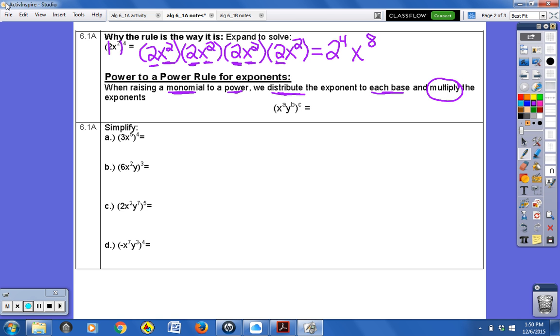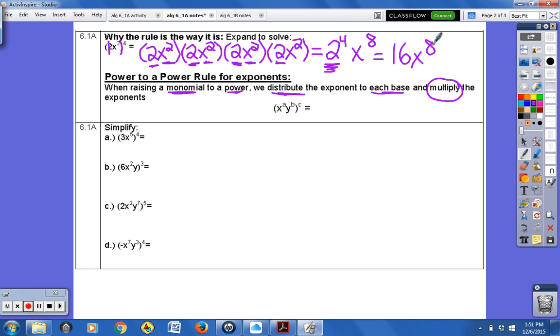Now, technically, you should not leave your answer like this, so I'm going to go ahead and finish this one out. We have 2 to the fourth, which is a value we can actually calculate, so it is our responsibility to actually calculate that. So let's think about this. 2 times 2 is 4. 4 times 2 is 8. 8 times 2 is 16. So this actually ends up being 16 x to the 8th power.